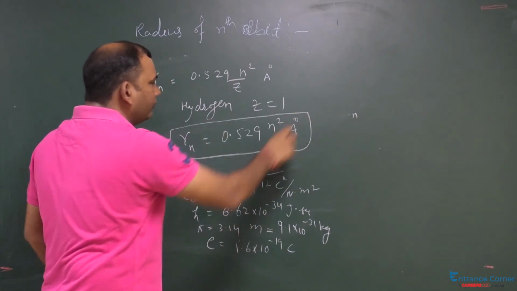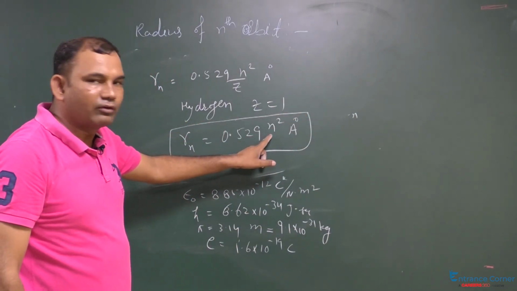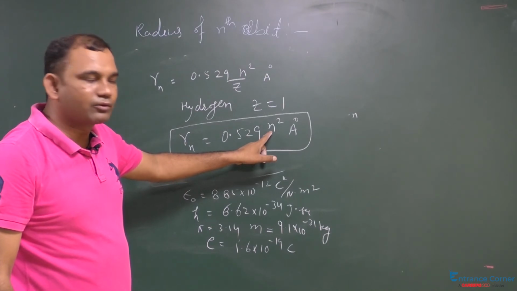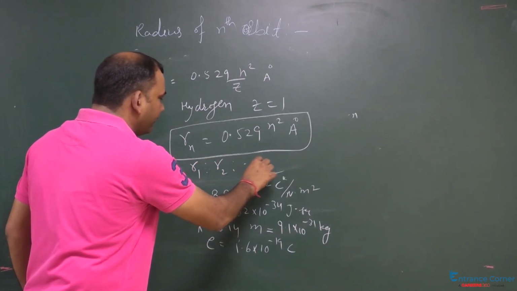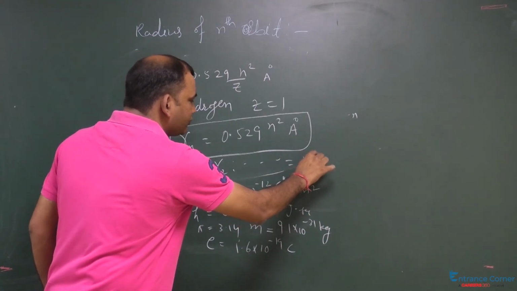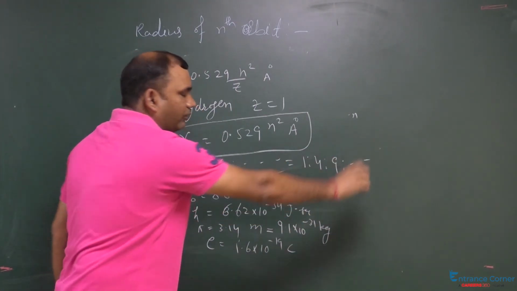And if we talk about the first orbit, then n is equal to 1, second orbit n is equal to 2. So, if we calculate the ratio of radius of different orbits, then it will come out as 1 : 4 : 9 and so on, right.